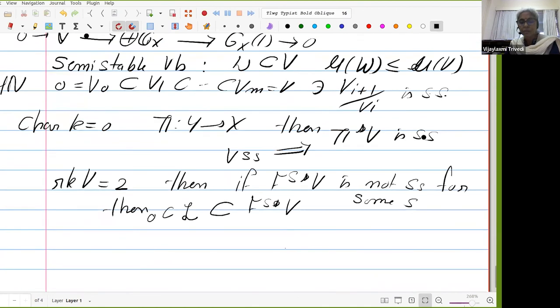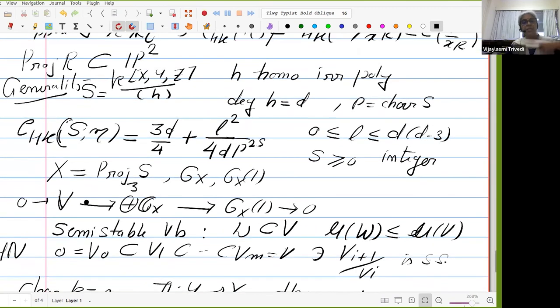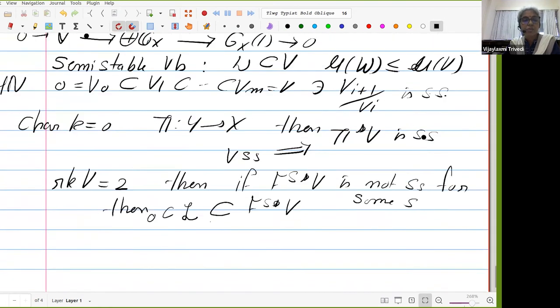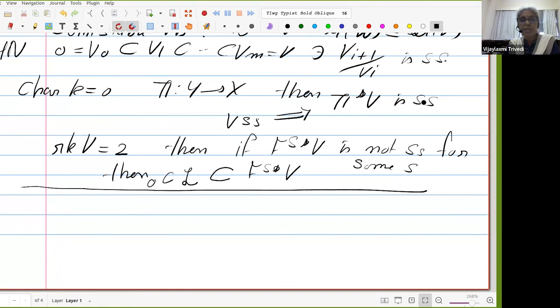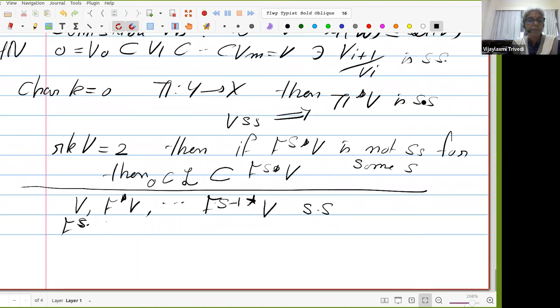Okay. So having talked about all these things, coming back to the HK multiplicity: if I have this L and S, forget about this generality and consider the syzygy bundle V for that. Then V, and the iterated Frobenius pullbacks up to s minus one, are all semi-stable, and F^s upper star V is not semi-stable.